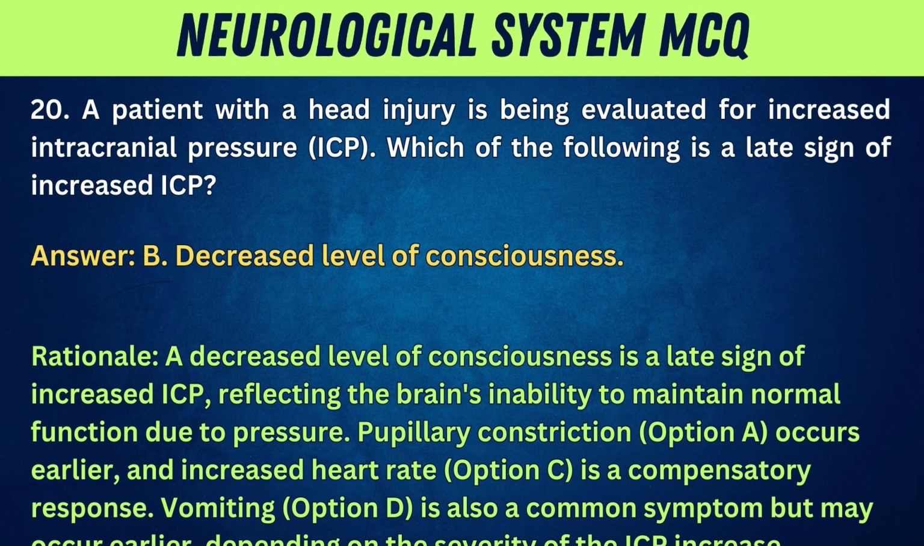Rationale. A decreased level of consciousness is a late sign of increased ICP, reflecting the brain's inability to maintain normal function due to pressure. Pupillary constriction, option A, occurs earlier, and increased heart rate, option C, is a compensatory response. Vomiting, option D, is also a common symptom but may occur earlier, depending on the severity of the ICP increase.